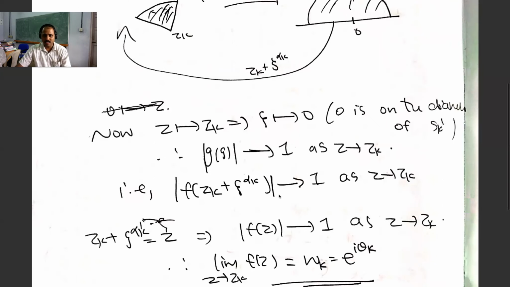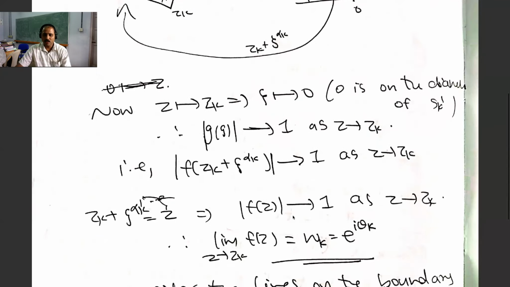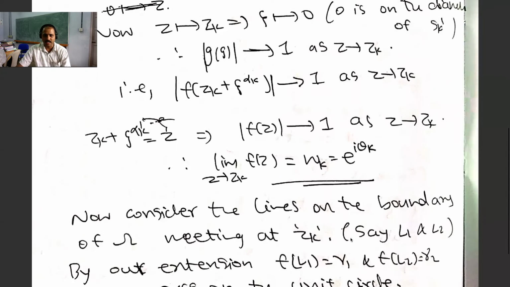That means this is z actually. So |F(z)| tends to 1. That means as z tends to z_k, |F(z)| tends to 1. Therefore that limit is a value on the unit circle. So the limit as z tends to z_k of F(z) is equal to some omega_k, which is denoted by e raised to i theta_k.